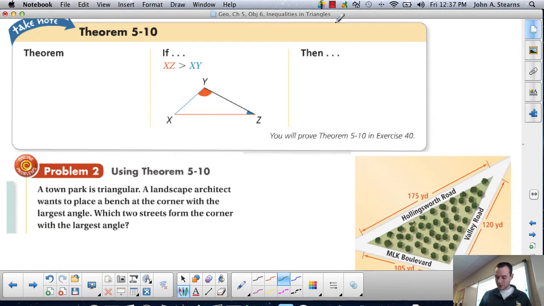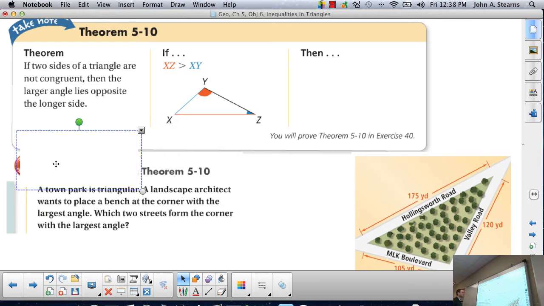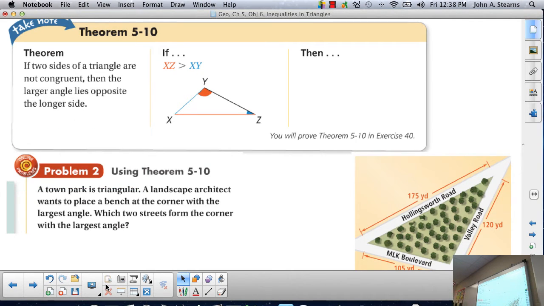Okay, Theorem 5-10, we're going to look at how the angles are related to the sides in one triangle. And if we take a look at this theorem, we have the statement that if two sides of a triangle are not congruent, then the larger angle lies opposite the longer side.